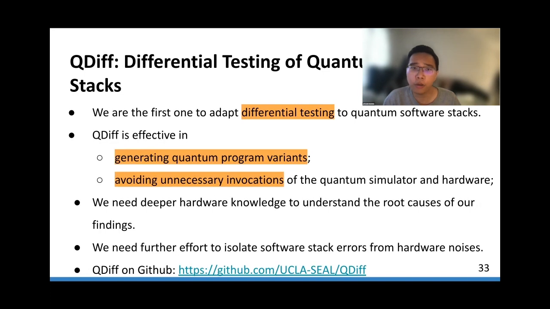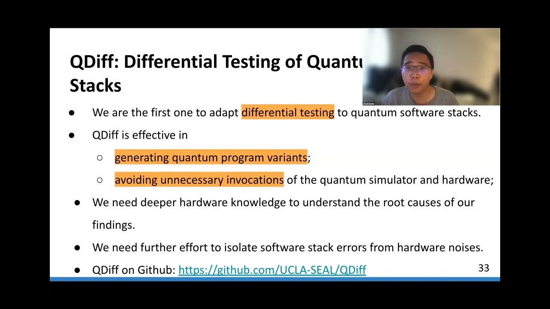However, when we try to apply software testing methods on quantum software stacks, we find, first, we need deeper hardware knowledge to understand the root cause of the divergent cases we find when executing the equivalent programs on quantum computers. Right now, for some of the divergent cases, we don't know why they happen. We also asked experts from Google Quantum, but still there are some unknown reasons in hardware.